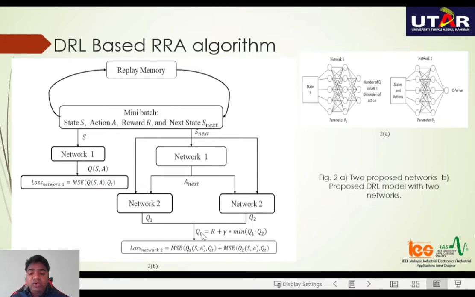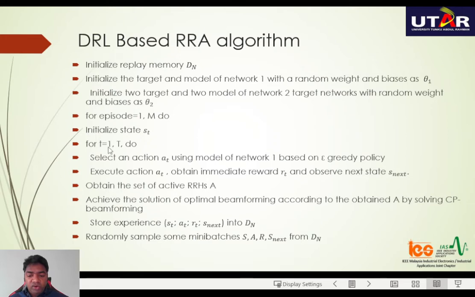From Q1 and Q2 we select the target Q_t, and then we get the loss of network two, and network two is updated. This Q_t is also applied as the network one target, and by this process we get the network one loss, and this network is updated. Finally the output will come from network one. So here we have already discussed everything.